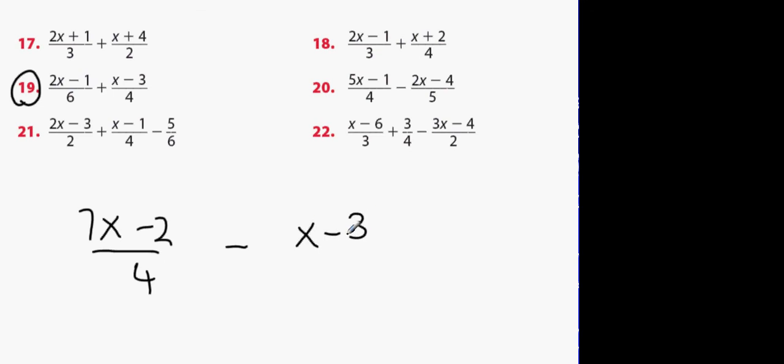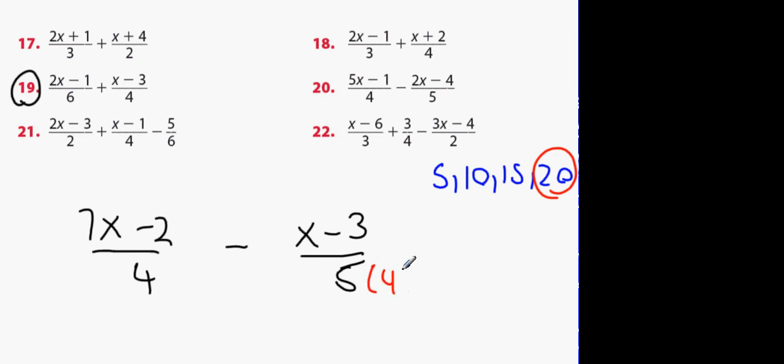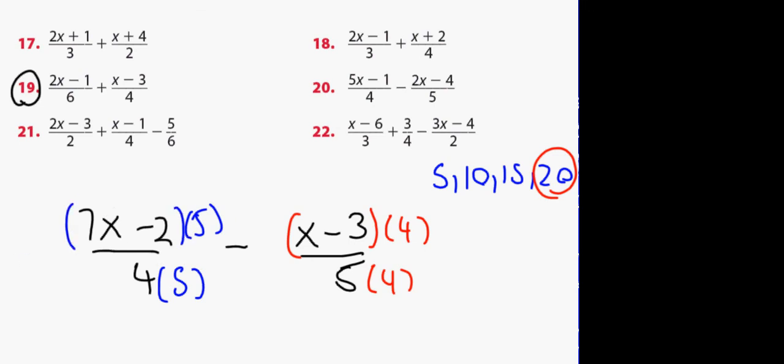Have to take away the two of these, okay? Now, I use the bigger number. The bigger number is 5. 5, 10, 15, 20. Which one of these is divisible by 4? 20. How do I turn 5 into 20? Multiply the top and bottom by 4. How do I turn 4 into 20? So multiply the top and bottom by 5. Now, let's go around and keep that there.